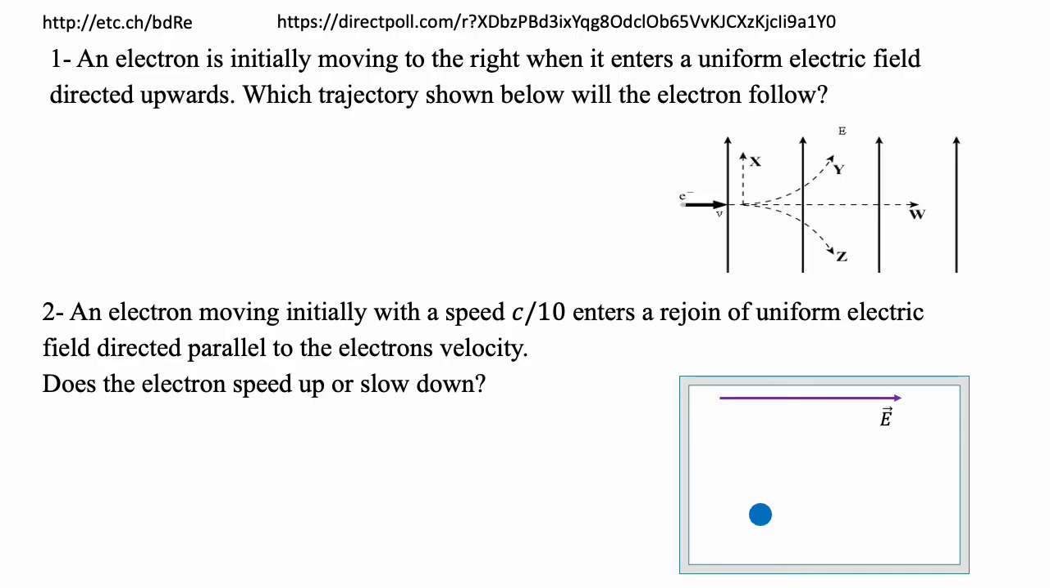Okay, let's look at these examples. An electron is initially moving to the right when it enters a uniform electric field directed upward. Which trajectory shown below will the electron follow?